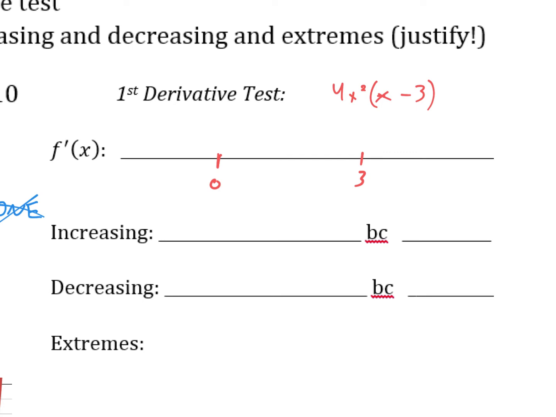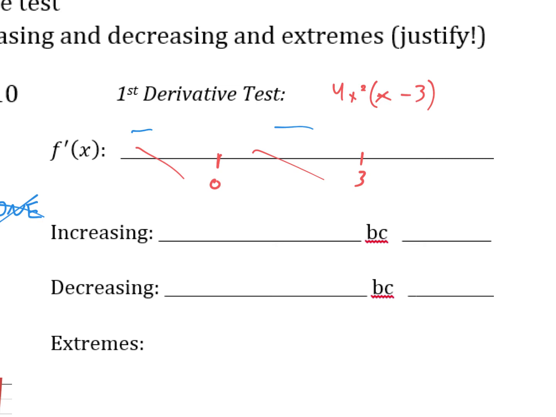So if I plugged in, let's say, some value back here, I'll plug in -1. -1 squared is 1, so this would be 4 times -4. That's going to be a negative value. So that means my graph is going down at that point, downhill. If I plugged in some value between 0 and 3, I'll plug in 1. 1 squared is 1 times 4, and then 1 minus 3, that'd be a -2. So positive times a negative, I'm getting a negative yet again. So my graph is continuing to go downhill.